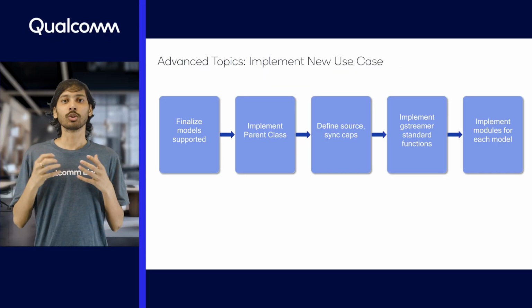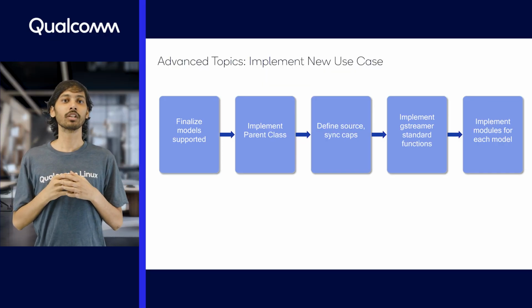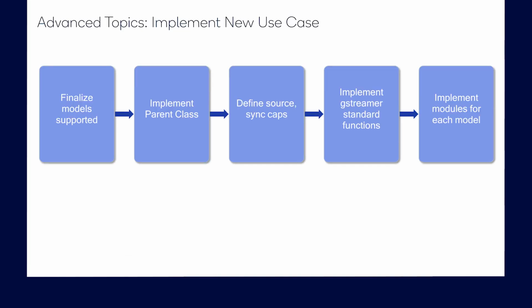Implementing a new plugin needs good expertise in Qualcomm GStreamer. You can follow these steps for new plugins. First, you will finalize the model supported. Then you will implement the parent class. Next, you can define the source and sink capabilities. Afterwards, you can implement GStreamer standard functions. And finally, implement the modules for each model. You can follow the documentation of AI developer workflow to have a better understanding of the whole process. Detailed steps are given in the documentation to users to try a new use case, for example, super resolution plugin.